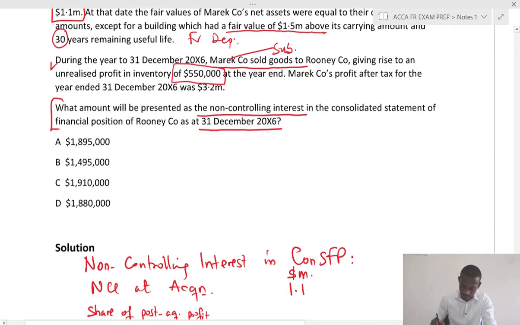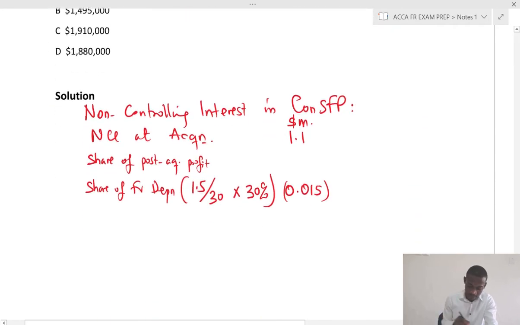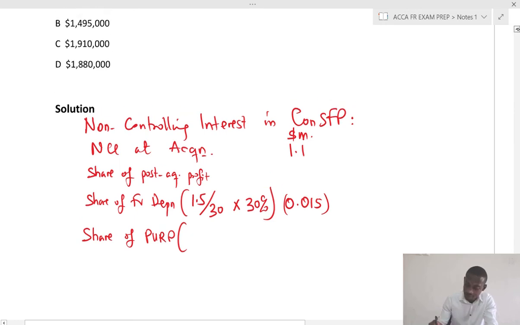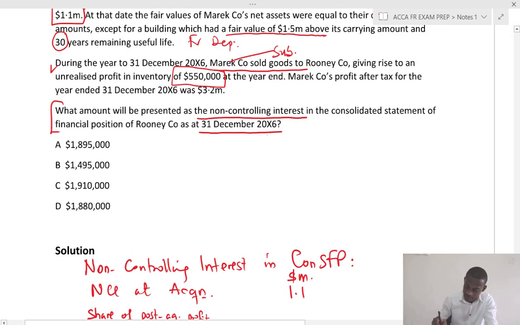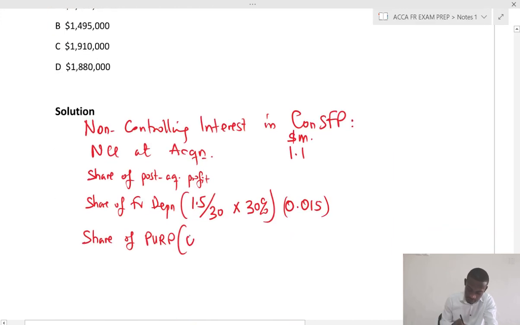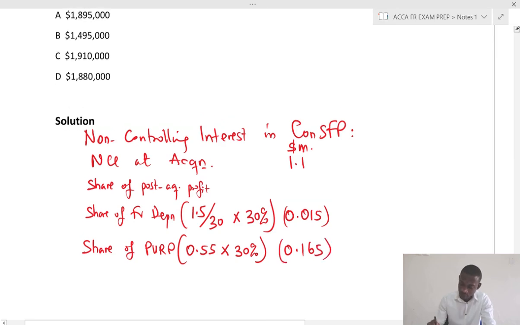So I'll come here again and update the pro forma and say share of PURP, and the value was 550, and that should be in million. That should be 0.55. So 0.55 times their percentage, which is 30%. So let's see, 0.55 times 0.3, that should give us 0.165, also a deduction. So we're still building on.